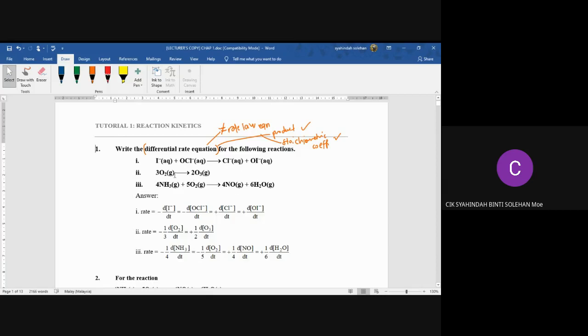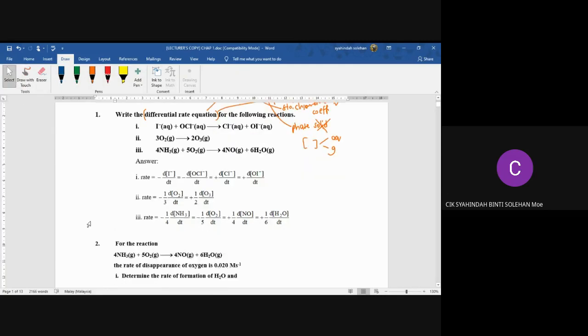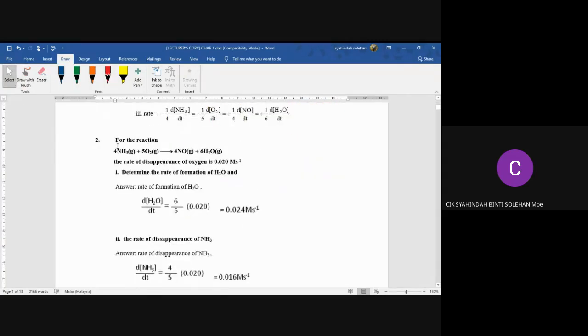Alright, since all of this is aqueous and gas phase, so tak ada masalah lah untuk you buat concentration. Kalau let's say another thing, kalau let's say phase dia solid, you tak payah tulis pun lah. Okay, sebab concentration ni only applicable untuk phase aqueous dengan gas saja.